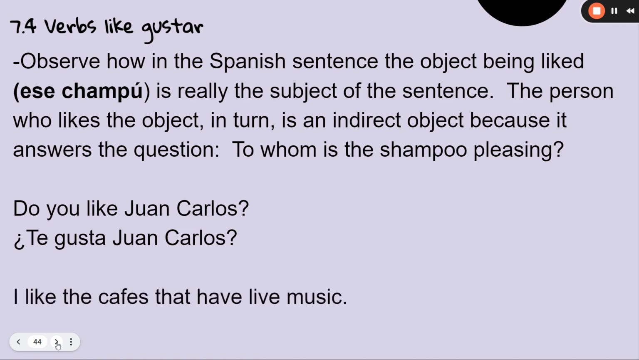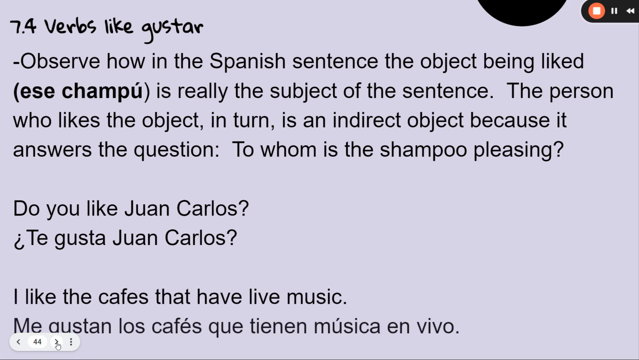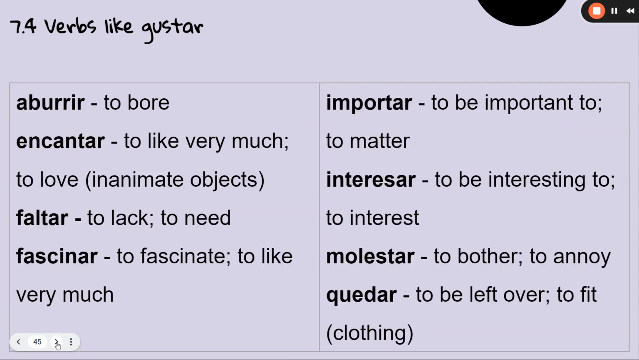I like cafes that have live music. Me gustan los cafés, because remember, cafés is the subject of the sentence, que tienen música en vivo, live music. And these are words that conjugate like gustar.